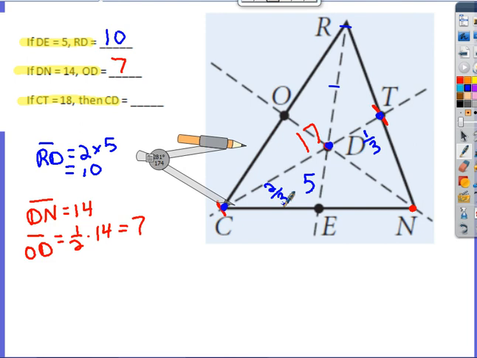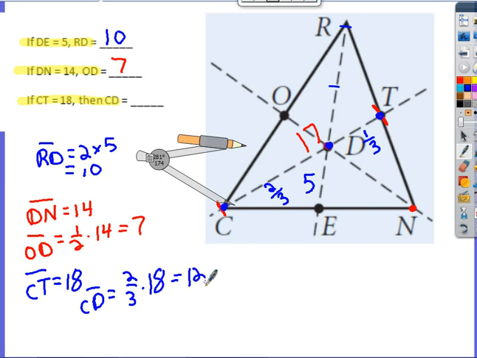Think about this. If CD is twice the length of DT, you have 2/3 of the whole for the big part and 1/3 of the whole for the small part. So you could solve the CT problem, which is 18. You could solve for CD 2 different ways. CD either equals 2/3 of 18, and that's the way I would probably do it, and that equals 12.